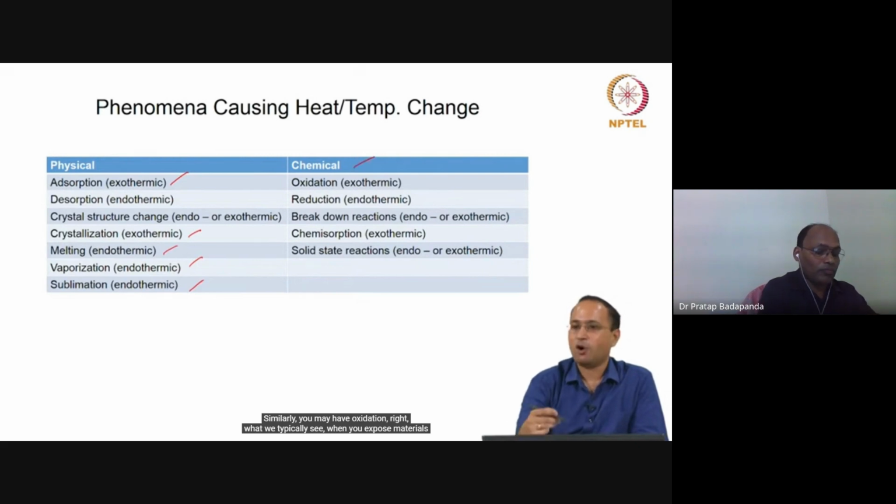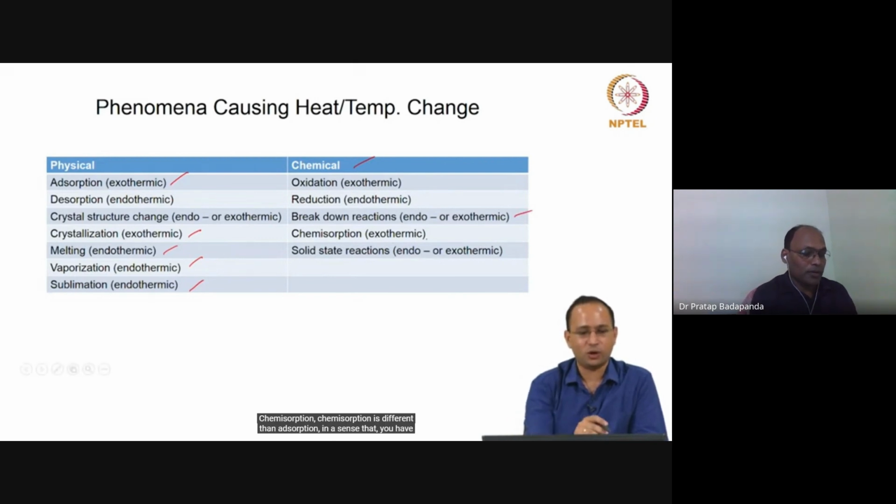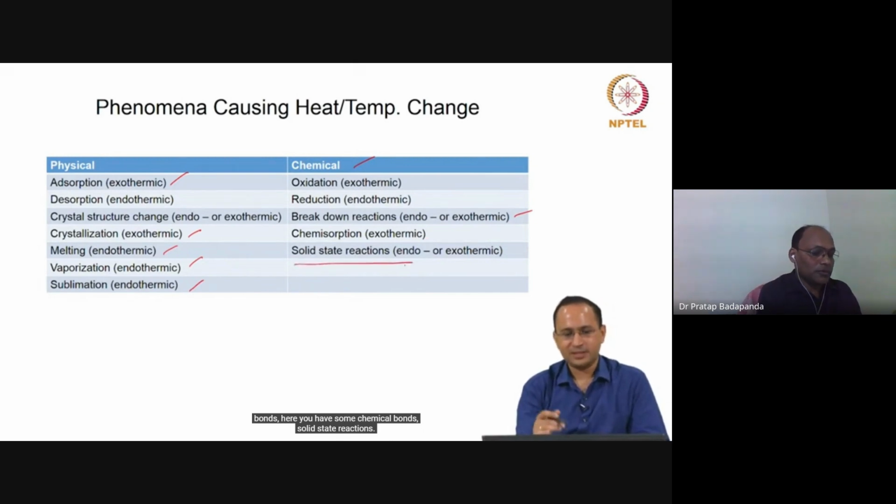Similarly, you may have oxidation. What we typically see when you expose materials to oxygen environment, you will have oxidation. Reduction, breakdown reaction. Chemisorption. Chemisorption is different than adsorption in a sense that you now have chemical bonds. Adsorption is not that strong. In adsorption, you do not have chemical bonds. Here you have some chemical bonds. Solid state reactions. These are some physical and chemical processes where you have some heat or temperature change.